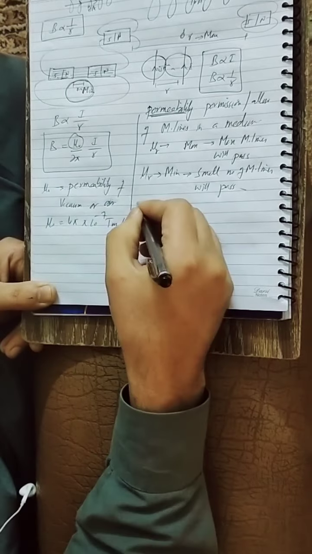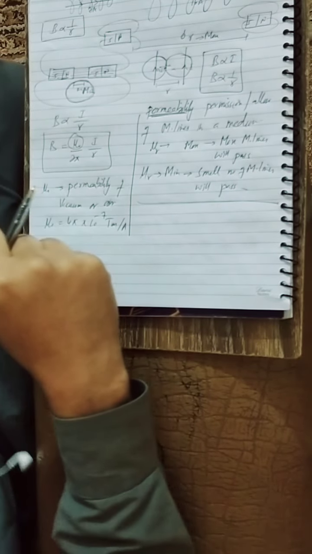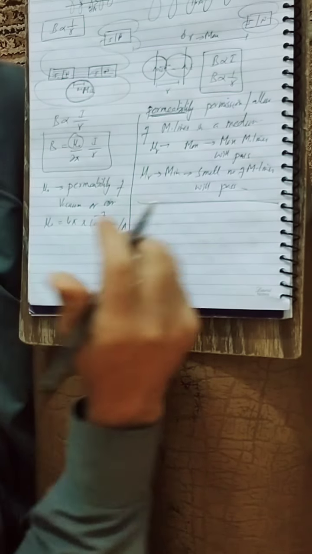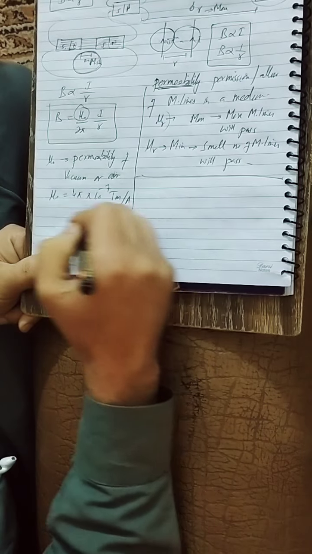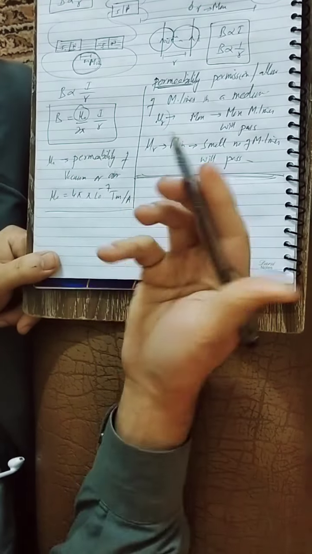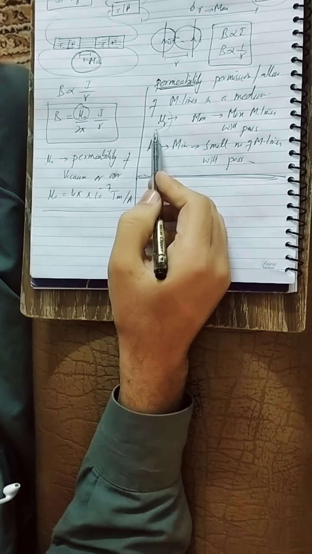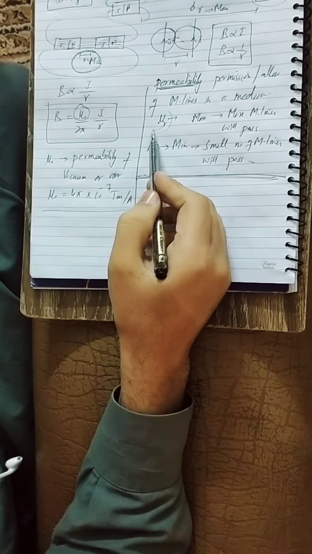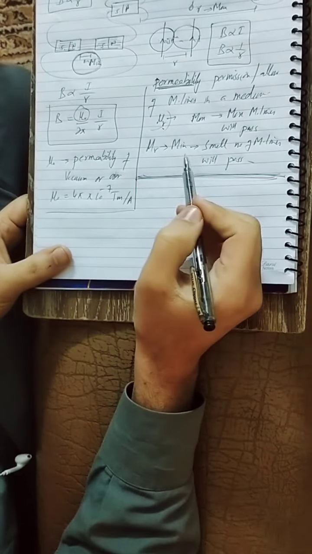So permeability means the allowedness of magnetic lines, and permeability depends upon the nature and temperature. Permeability decreases with respect to temperature. Nature means if a substance is paramagnetic, permeability will be greater than 1, and for diamagnetic, permeability will be less than 1. So it depends upon the nature of the material.